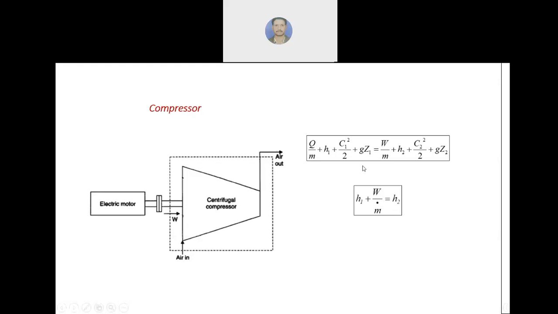So the main work, I told you, the compressor is consuming work. So there will be some work. How much will it be? Here it is not plus, it is on this side. This is a printing mistake. Here it is H2 plus W by m equals H1. In place of H1 there is H2, and in place of H2 it is H1. This is a printing mistake.